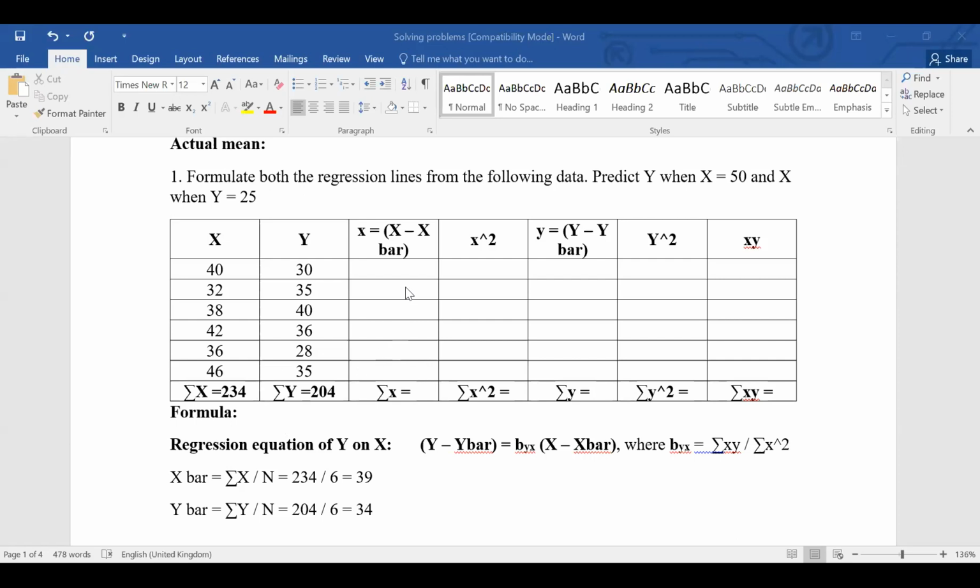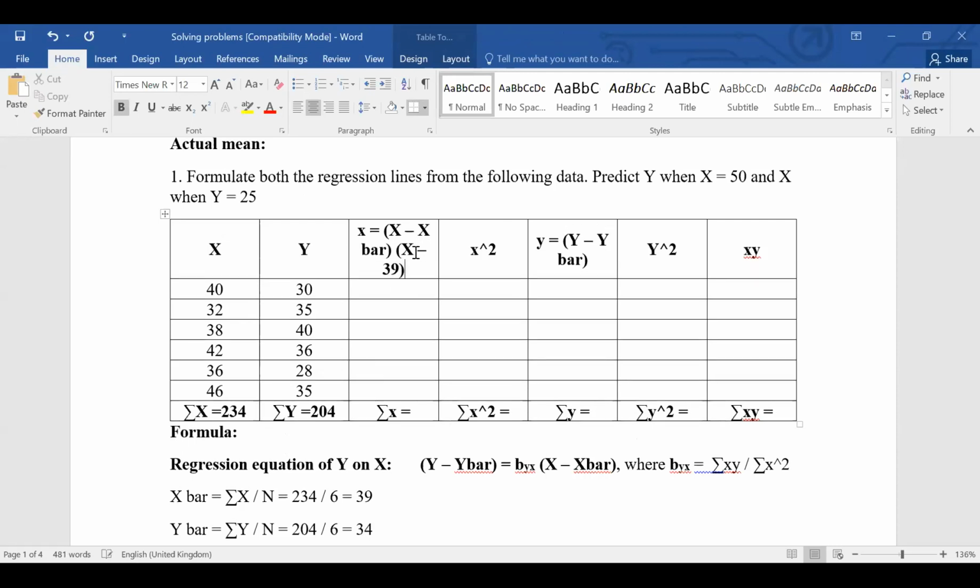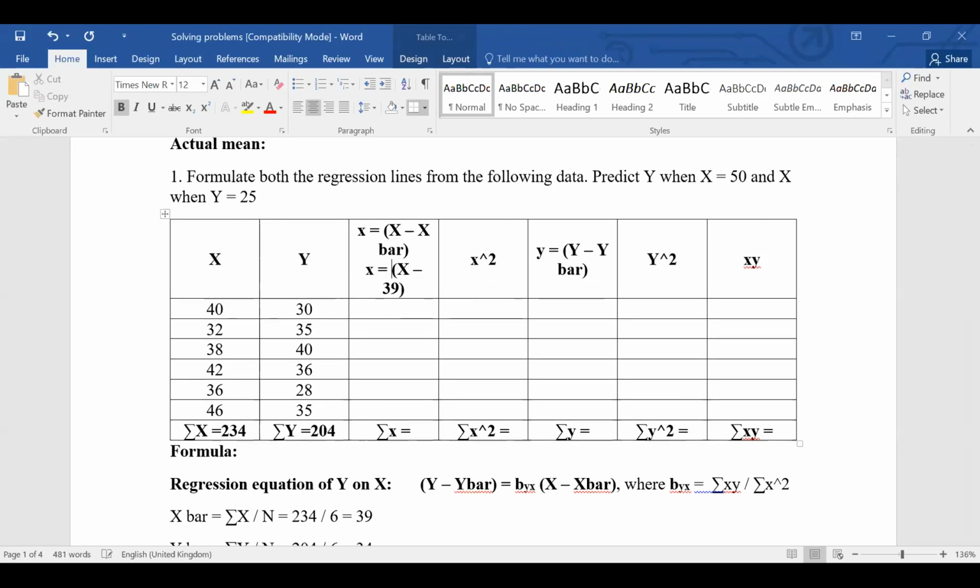Okay. Now tell me. So x bar value, you know, 39. So here, what will be the value? X minus 39. Okay. Now tell me, what is the small x value? Small x equal to x minus 39. Anyone?